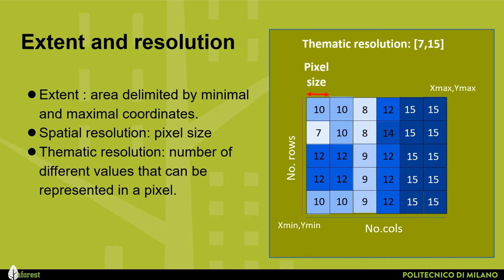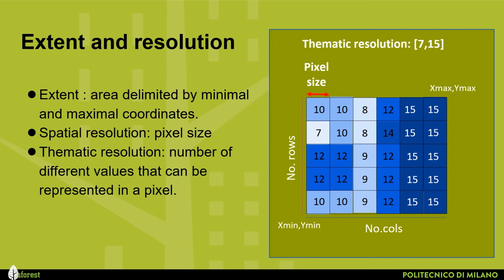Extent and resolution are the main factors defining raster properties. The first corresponds to the area delimited by minimal and maximal coordinates. Resolution refers to raster definition in many respects. Spatial resolution corresponds to pixel size. High or fine resolution rasters have comparatively closer spacing and more grid cells than low or coarse resolution rasters.